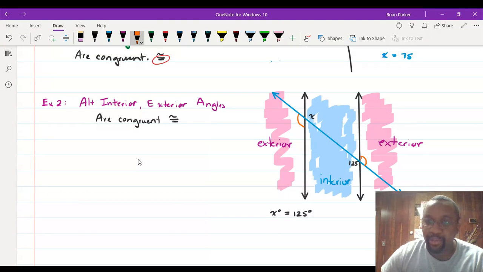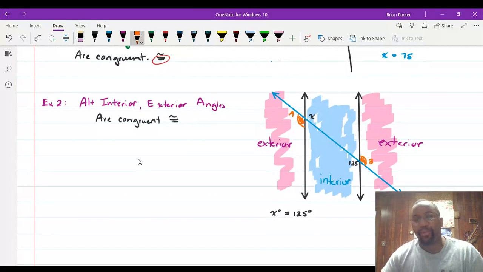Now we can actually use a little bit of geometry logic that we have as well. I'll call this angle A and this angle B. Aren't x and angle A vertical angles anyway? Sure they are. And 125 and angle B, aren't those vertical angles as well? Sure they are.